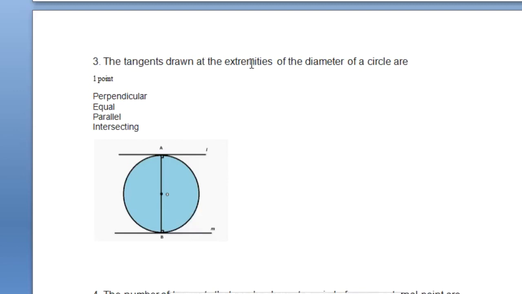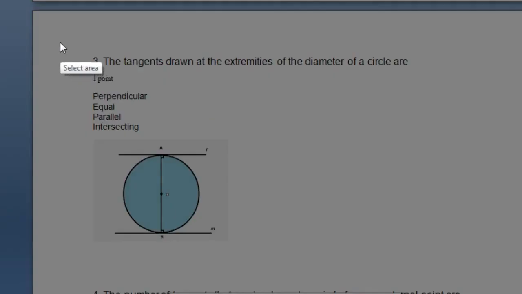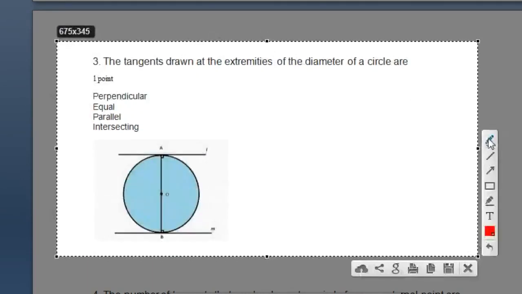The tangents drawn at the extremities of the diameter of a circle are, the four options mentioned in this problem are perpendicular, equal, parallel and intersecting. See here in the picture, AB is the diameter of a circle. Extremities means ends. So A and B are the ends of the diameter in a circle. Here there are two tangents, tangent L and tangent M. L is a tangent because it is touching the circle at one point. M is also a tangent, it is touching the circle at B at one point.